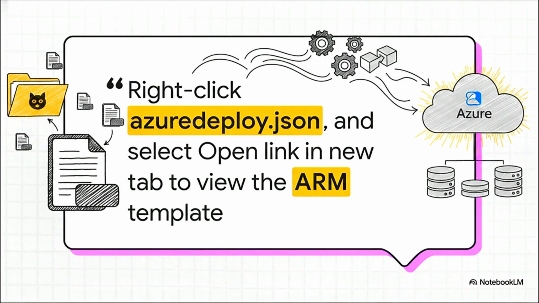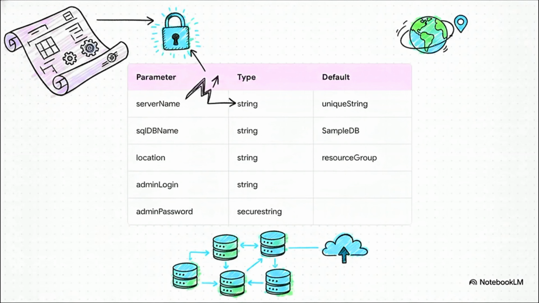It's written in JSON, and it tells Azure exactly what resources to build, what to name them, and exactly how to configure them. By using this template, you're completely removing the risk of human error from the deployment process. It's a lifesaver. Let's actually demystify what's under the hood of that blueprint.